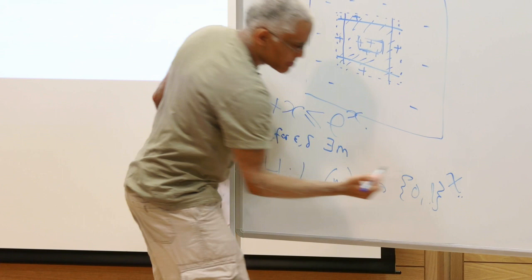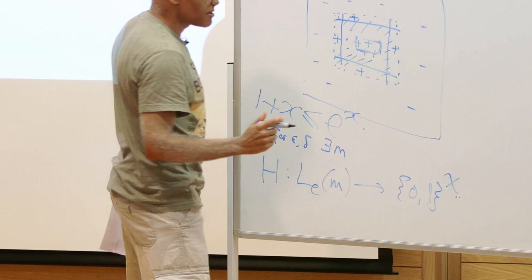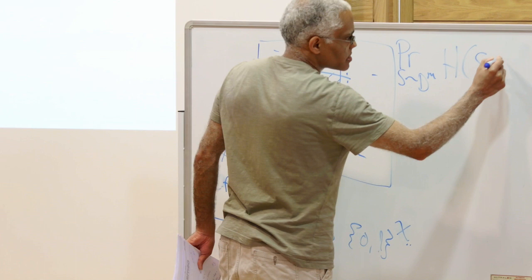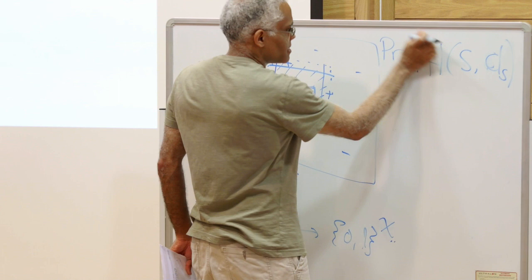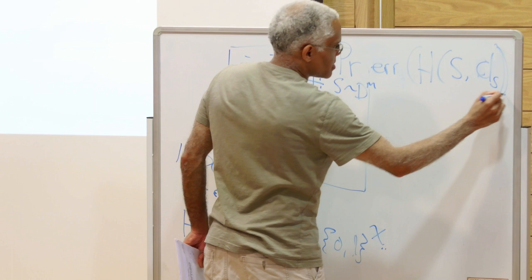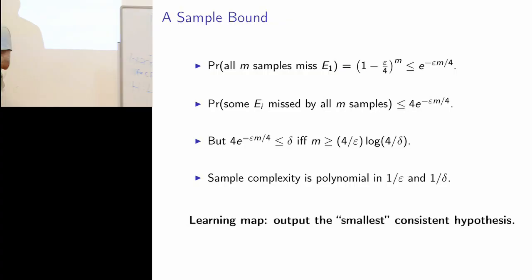So it's a so-called proper learning map, such that the probability over samples, if I apply the learning map to this sample labeled by the target concept, the probability that the error of H is greater than epsilon is less than delta. Let me just write it. My hand is going to get very blue by the end of this. So the probability over samples that my hypothesis has a bad error is less than delta.